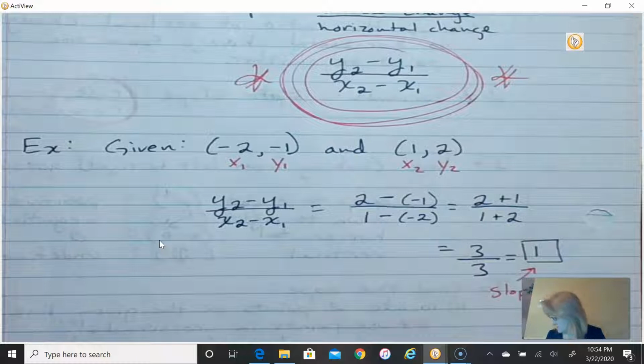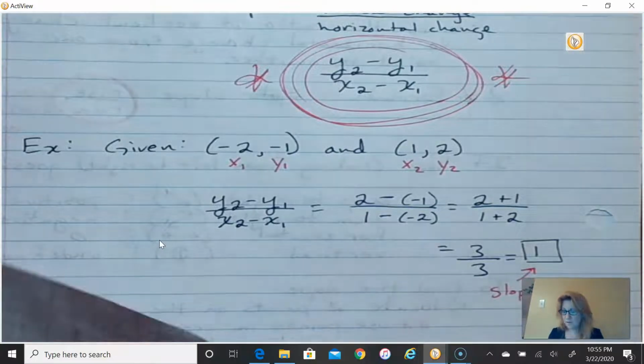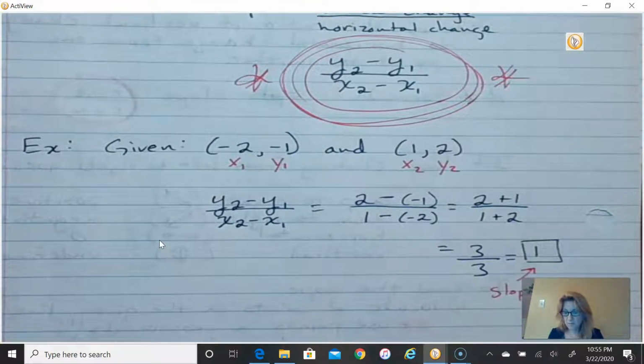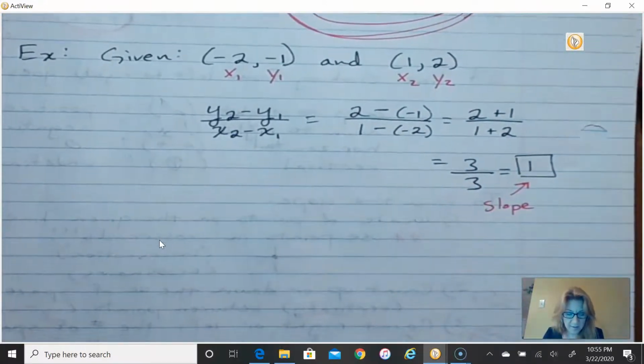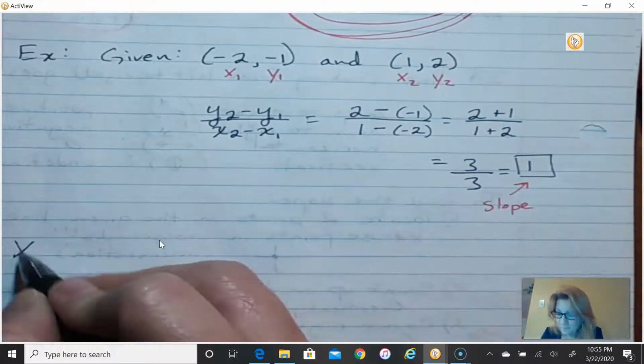In fact, I've got one to show you. Is that it? No, that's not it. I thought I drew out an example. Nope, ignore me. Okay.